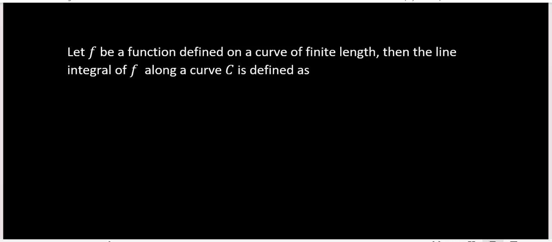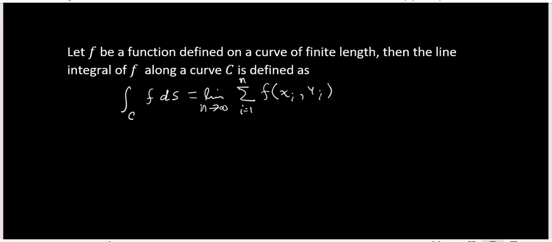Let f be a function defined on a curve of finite length. Then the line integral of f along a given curve C is defined as the integral over C of f ds, which equals the limit as n goes to infinity of the summation from i equals 1 to n. So the function's x, y values we'll write in a discretized form, like f of x_i, y_i, and then delta s_i.